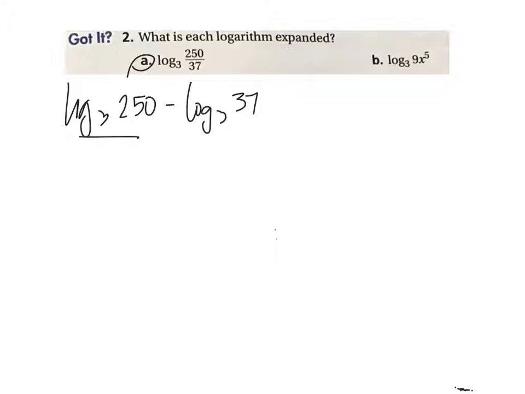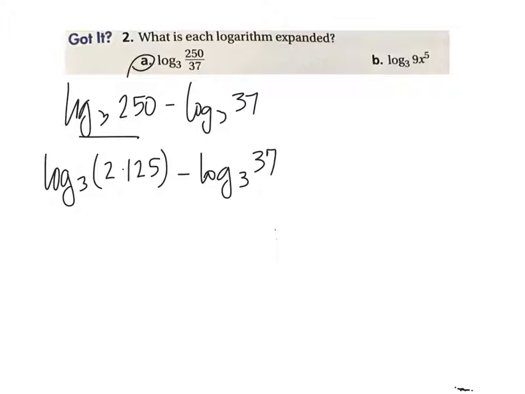We are going to break up the log base 3 of 250, breaking 250 up into some factors which we can work with. 250, of course, is 2 times 125, and we can see that 125 is 5 cubed. So if we use our product rule, we can separate this into 2 terms.